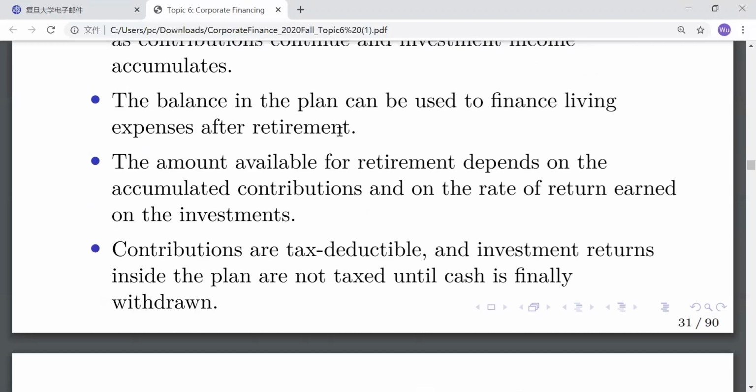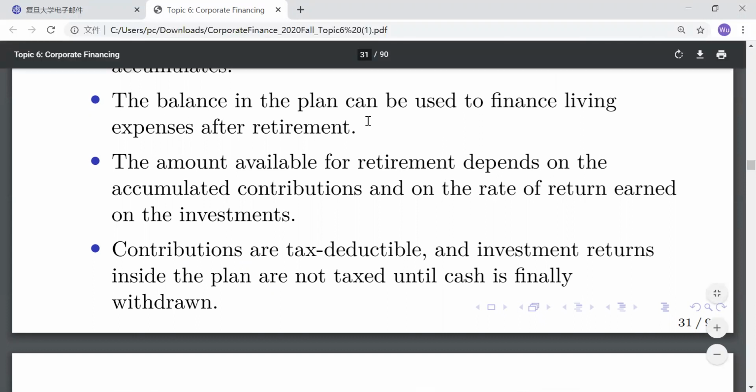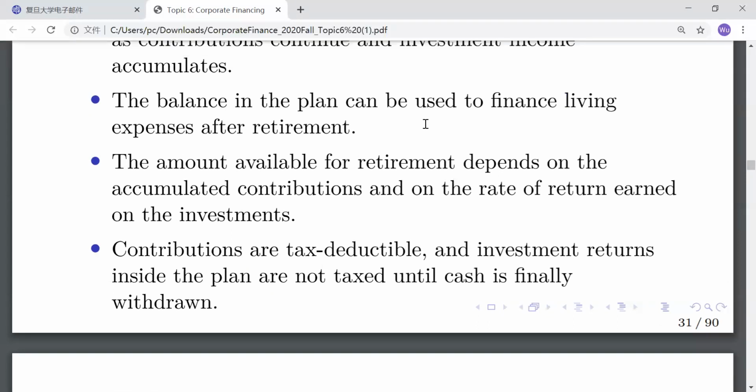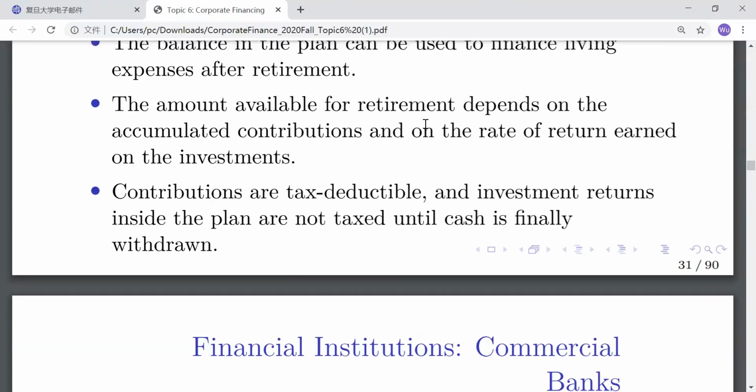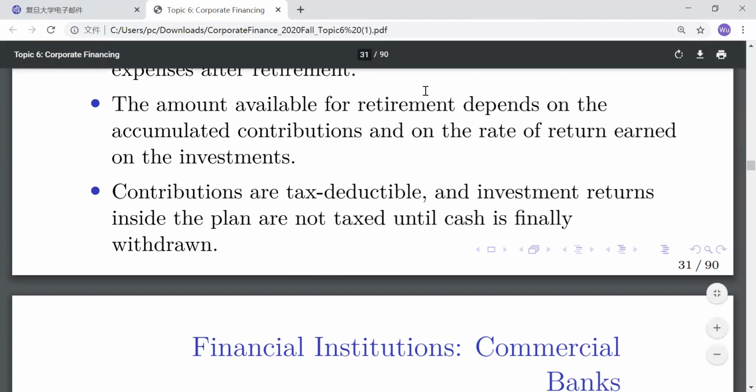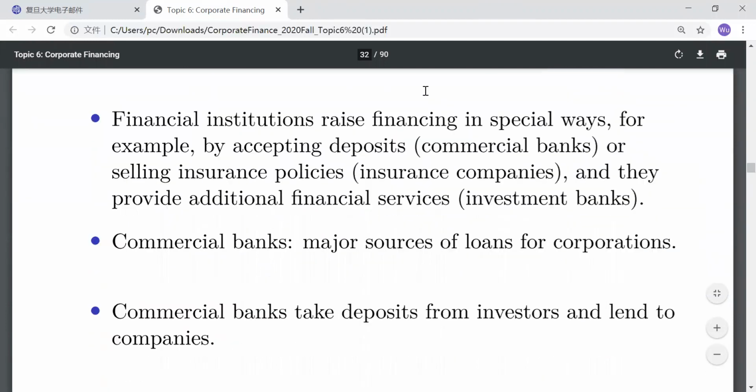And the amount available for retirement depends on the accumulated contributions and then the return, right? So the pension fund manages the pension contributions, hoping that these contributions will accumulate value over time. And also the contributions are tax deductible, and the investment returns inside a plan are not taxed until cash is finally withdrawn. Right? So this is the advantage.